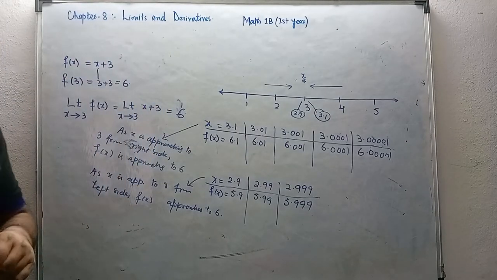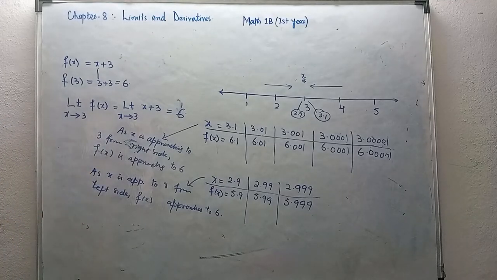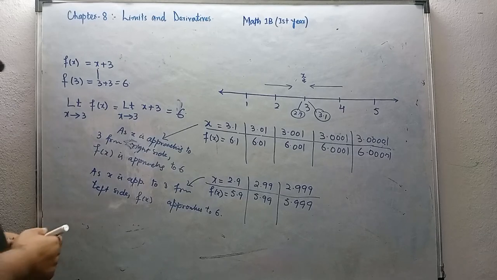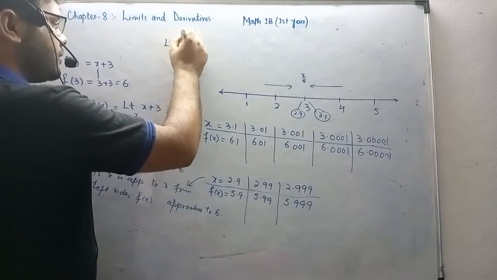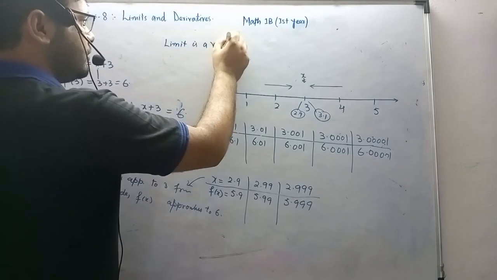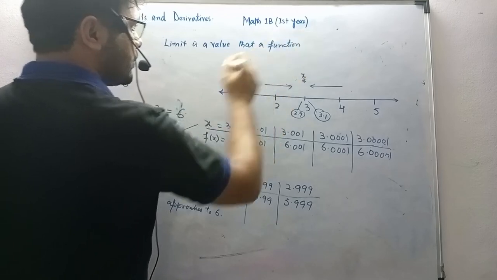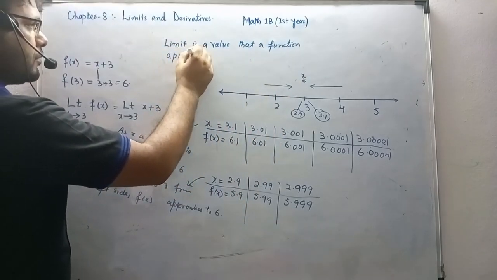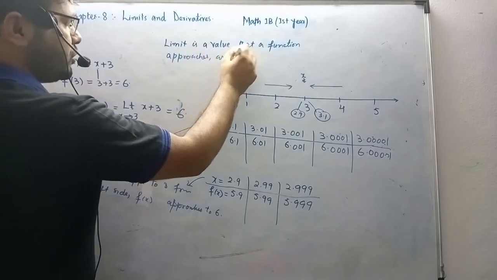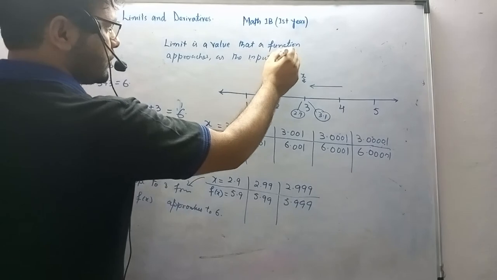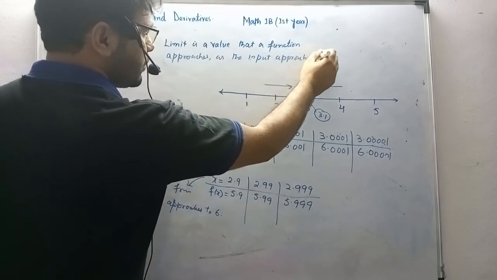So how can we define the limit? We can say a limit is a value that a function approaches as the input approaches some value.